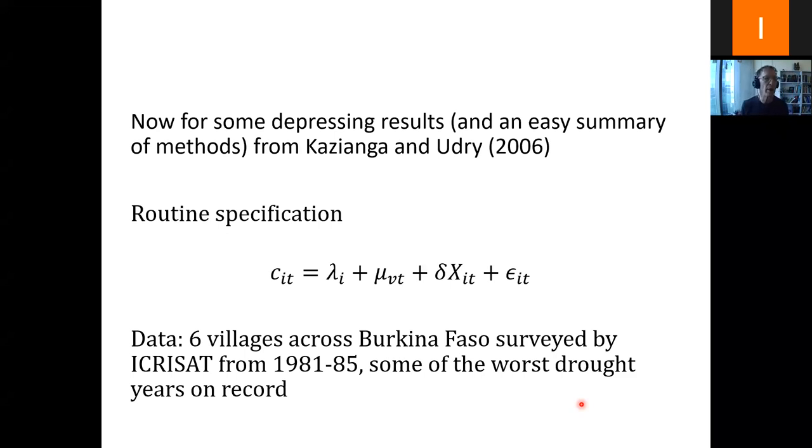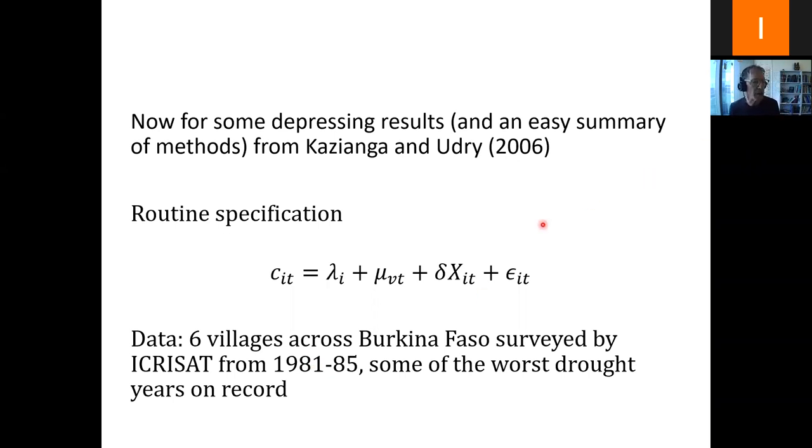So let me give you just one set of depressing results, because I know about them, so I feel a need to share that burden. This comes from a paper that I have with Haruna and Kazianga, which looks at six villages across Burkina Faso, surveyed by ICRISAT, these great guys, in the early 1980s, which importantly were some of the worst drought years on record for Burkina Faso. So this is a terrible time in very poor villages in a very poor country.